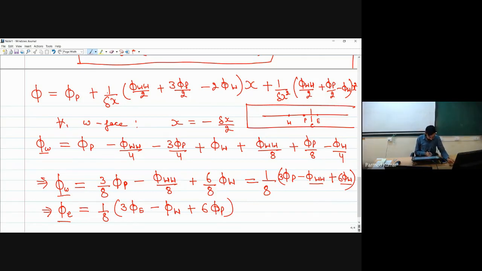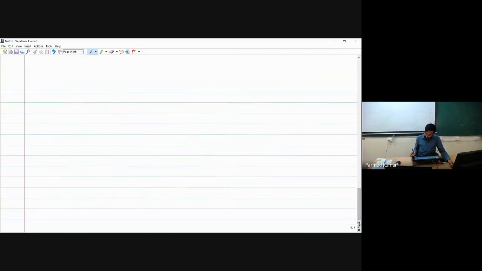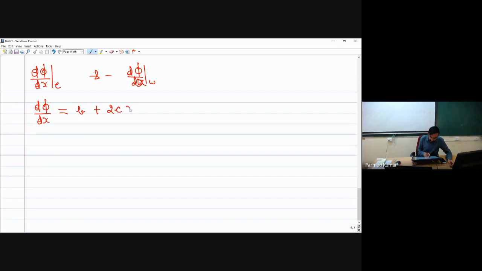Now what we have to do? Our first task is solved. We have obtained the values for phi w and phi e. Now our next task is to find the value of which parameter? d phi by dx at e and d phi by dx at w. So what we have to do for that? First we have to find d phi by dx. What will be d phi by dx? Phi p will cancel out, and it will be nothing but equal to b plus 2cx.